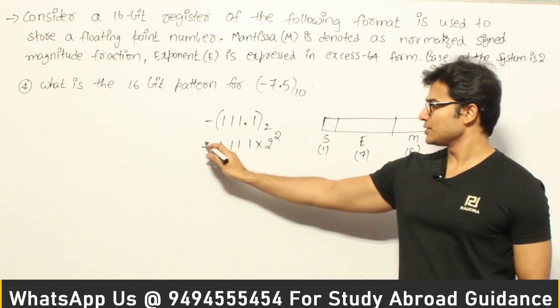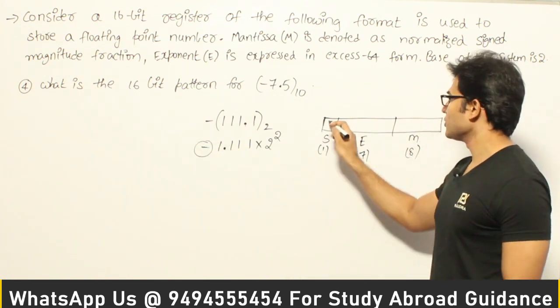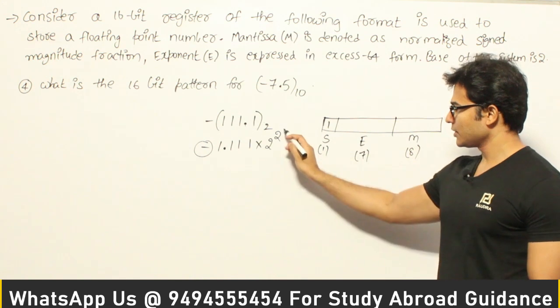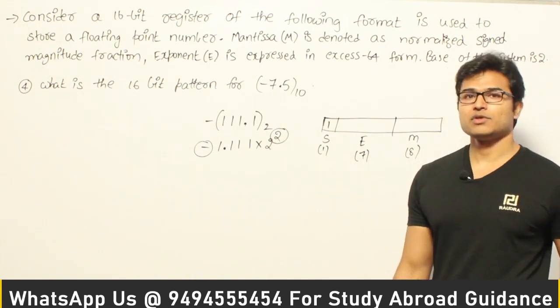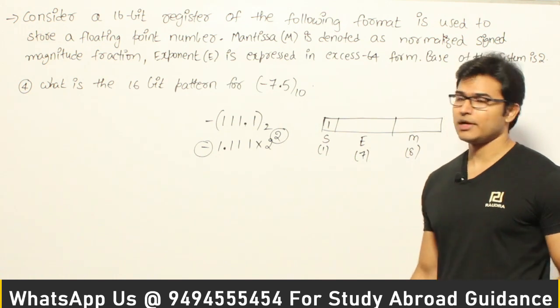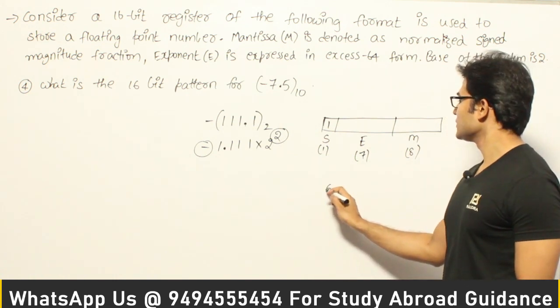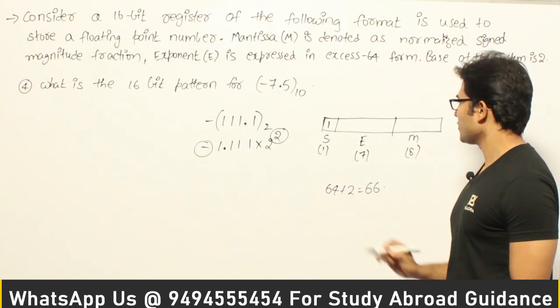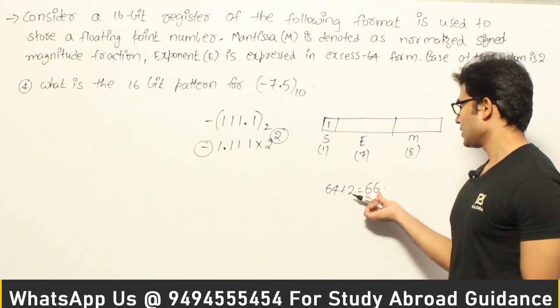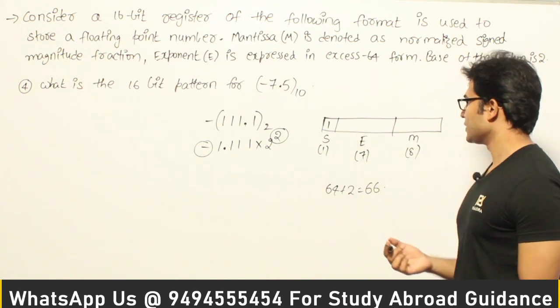Sign is going to be 1, since it is a negative number, and what is going to be the exponent? Exponent is actually 2, but we are following the convention of excess 64, which means it is going to be 64 plus 2, which is 66. Now we have to convert this 66 to binary and place it there, right?